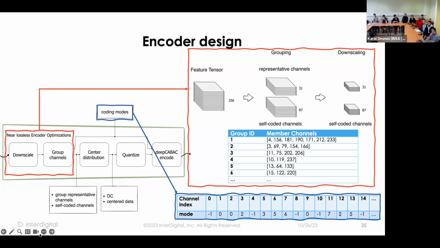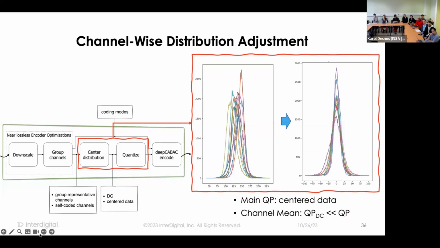Then we noticed that something the vision model likes is a good DC, or mean value, of each channel. If you look at the tensor, it's fairly centered. Usually the average value of the whole tensor is very close to zero. But channel by channel, it's not, as you can see here. So we decided to center those channels and transmit the average value of the channel with a much higher quality, so a lower QP, a quantization parameter.